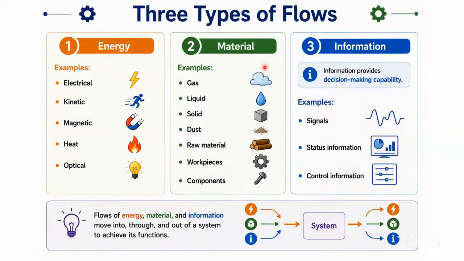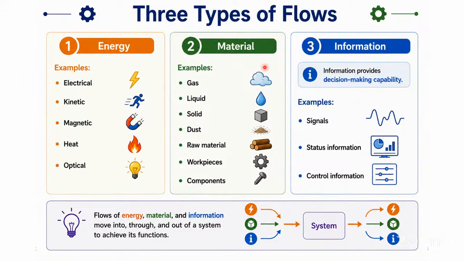So I have certain examples for energy, material and information here. If you consider energy, you can have electrical energy, kinetic energy, magnetic energy, heat energy or optical energy as input or output. They can be either in the input flow or output flow.